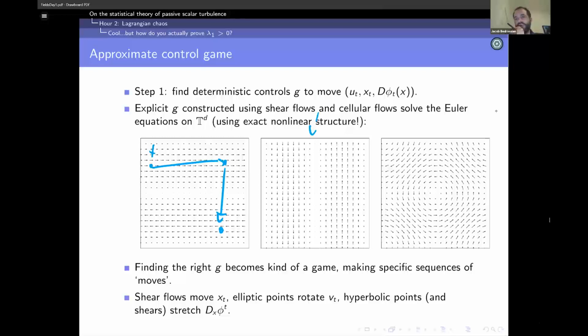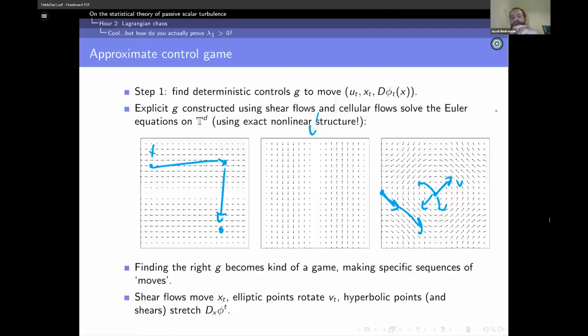And then if you want to move V, so V is here, you can move it anywhere you want, you can rotate it in any direction by putting it in the center of this cellular flow. And if you want to stretch without moving it, you put it at the hyperbolic point, for example, that'll work. And then the Lagrangian flow map will stretch exponentially and x won't move at all.